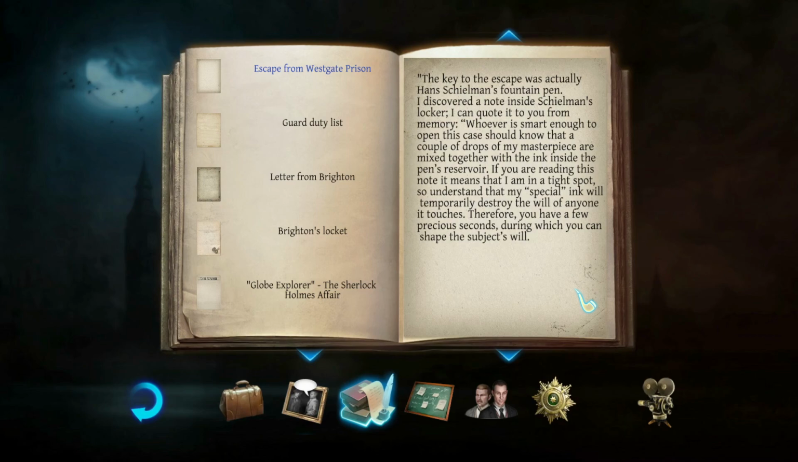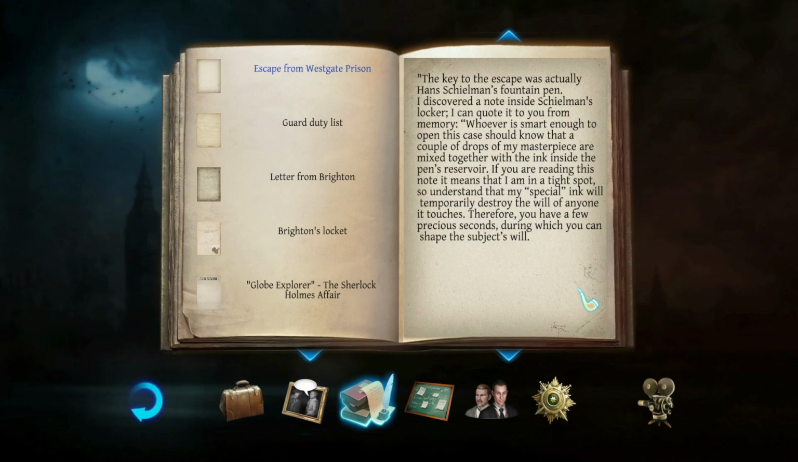The key to escape was actually Hans Schielman's fountain pen. I discovered a note inside Schielman's locker. We couldn't read anything about it. I can quote it to you from memory. Whoever is smart enough to open this case should know that a couple of drops of my masterpiece are mixed together with the ink inside the pen's reservoir.